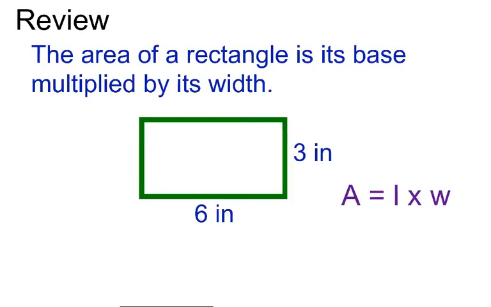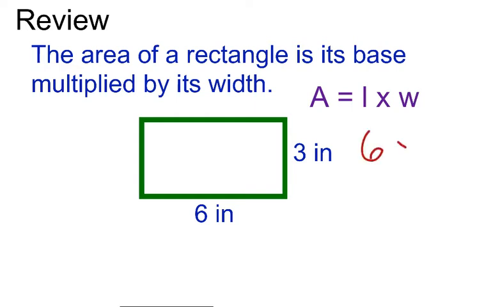Well, let's first review. We remember that the area of a rectangle is its base multiplied by the width, represented as area equals length times width. So in this example, of course, we can multiply 6 times 3 and get an area of 18 inches squared. And why is it square inches?